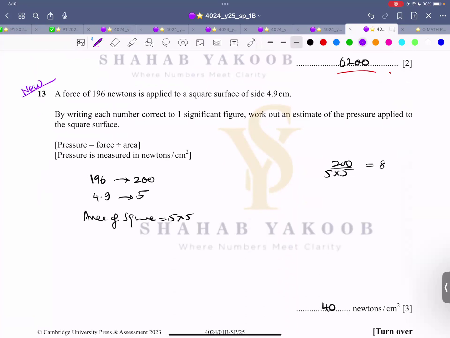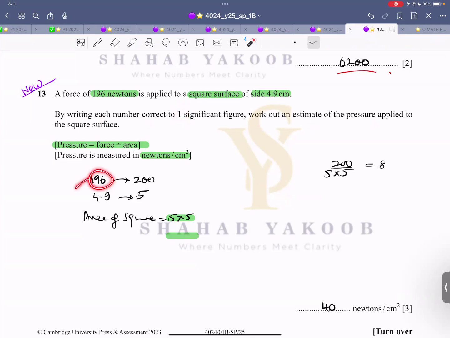This one is the new type of questions that are coming down nowadays, in which they will themselves give a formula, something like this. They have given us a formula that pressure is force upon area, and pressure is measured in newtons per centimeter square. So it says a force of 196 Newton is applied to a square surface of side 4.9. So the side is 4.9. You have to convert it into area. So this is a question of estimation also. By writing each number correct to 1SF, work out an estimate of the pressure.